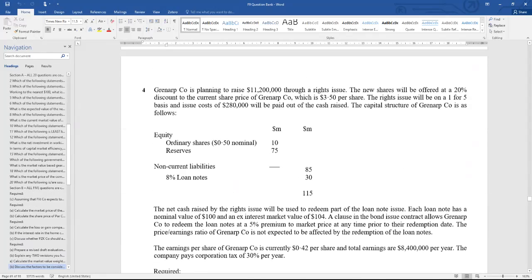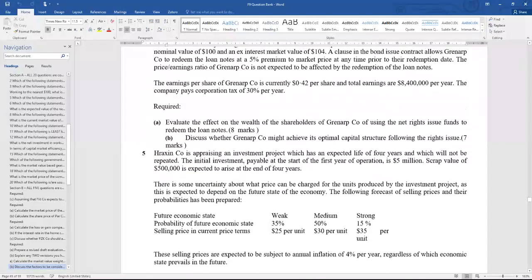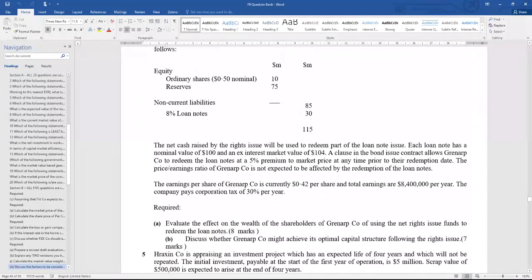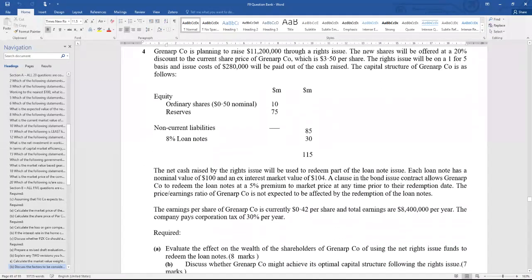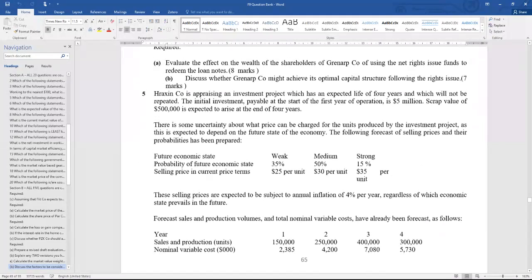Yeah, this is it. A company called Green Up Company, on page 65. In the first part, you are meant to evaluate the effect on shareholders' wealth of the proposal to use the funds to pay off the debt. The same steps, no distinction at all. Green Up Company, page 65. Clear?